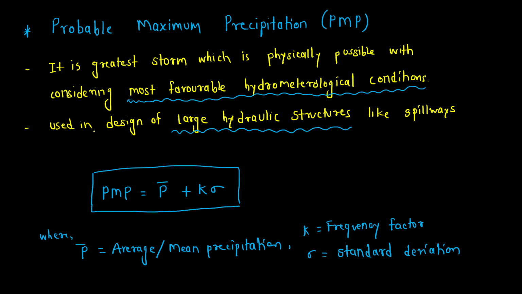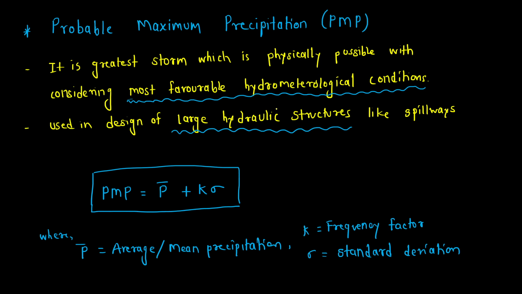Now the second definition is standard project storm, short form SPS. So in the previous definition we have seen that it is the greatest storm which is physically possible with considering the most favorable hydrometeorological conditions.